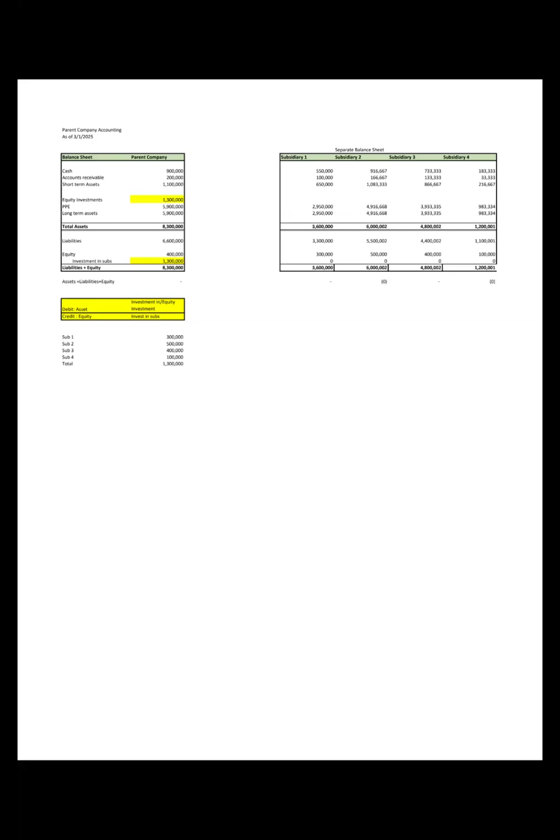All right. If you look over to the right, you'll see the corresponding equity in each and every subsidiary. And again, the parent company will be standalone. You will record this on the parent company, and the parent company will be standalone, and the subsidiaries will do their accounting on their own.